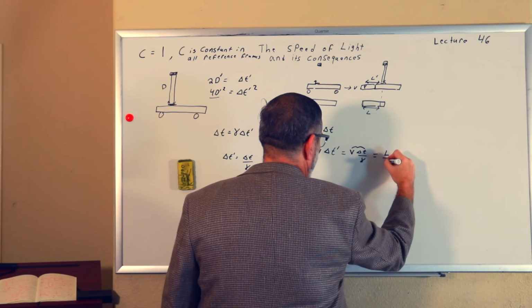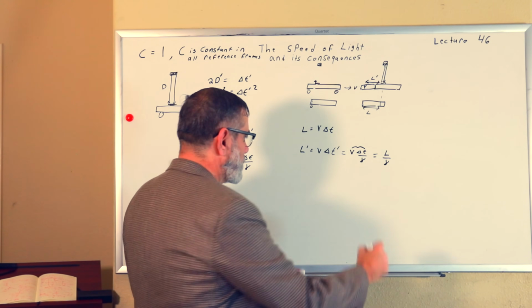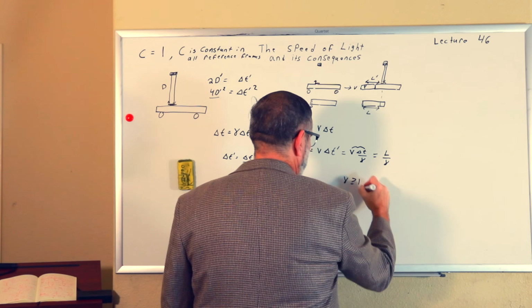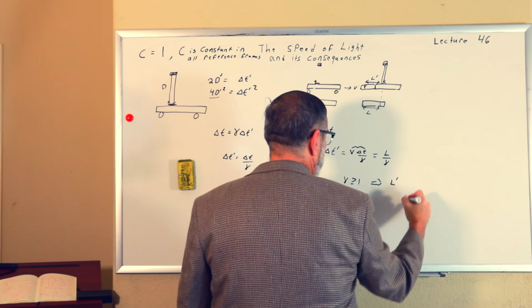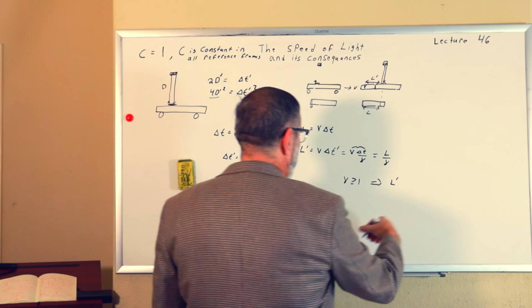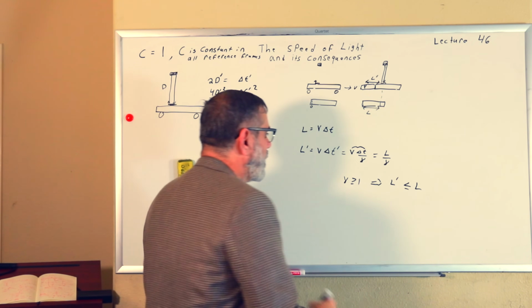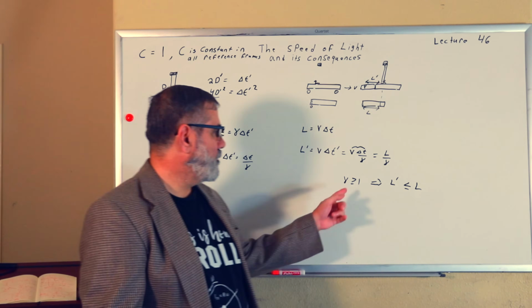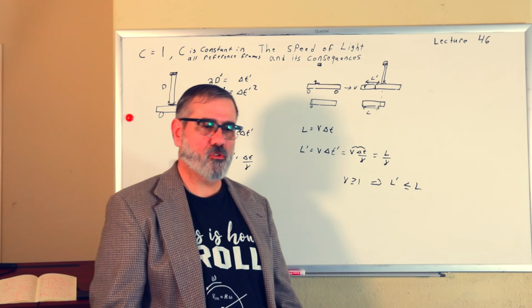And so I get L over gamma. Now remember that gamma is always greater than or equal to 1. So since gamma is greater than or equal to 1, this implies that L prime, if you divide by something that's always greater than or equal to 1, will always be less than or equal to L. It's equal to L when the velocity is equal to 0, because then gamma is just 1, because the square root of 1 is 1.